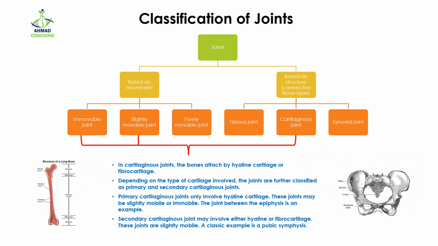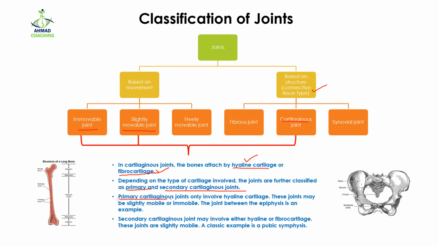The second type of joints are the cartilaginous joints. The cartilaginous joints may be immovable or slightly movable. In cartilaginous joints, the bones attach by hyaline cartilage or fibrocartilage. So two types of cartilage, or connective tissue, can be present in cartilaginous joints: hyaline or fibrocartilage. Depending on the type of cartilage involved, the joints are further classified into primary or secondary cartilaginous joints. So it depends on which type of cartilage is present. So we have primary and secondary cartilaginous joints.